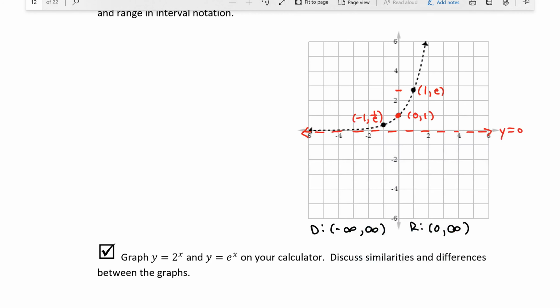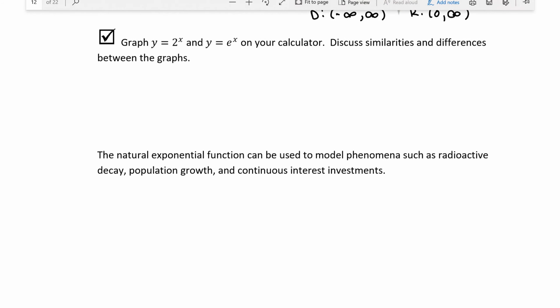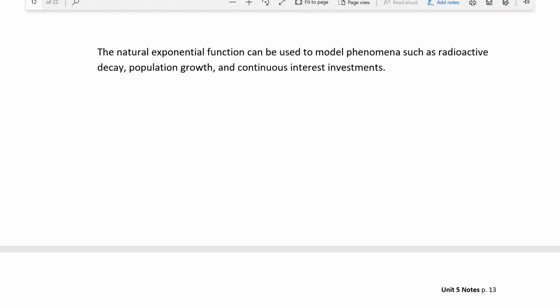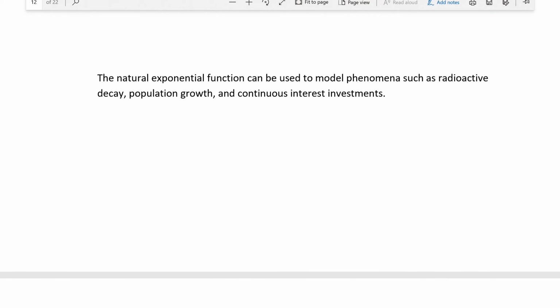As I mentioned before, e is a very important number when it comes to mathematical models.